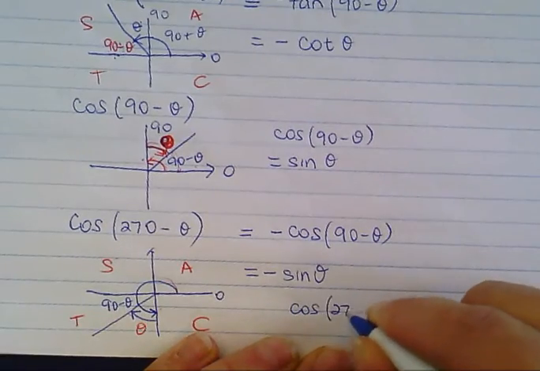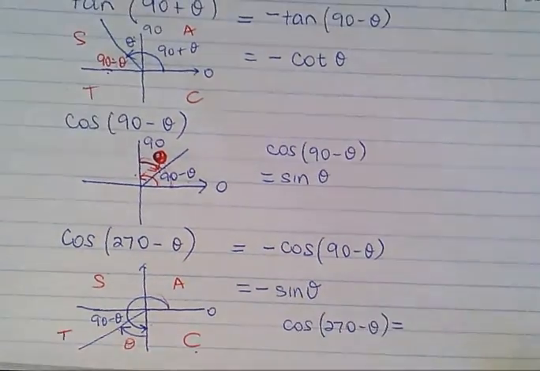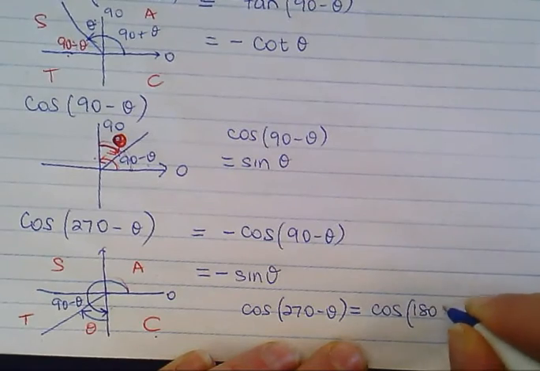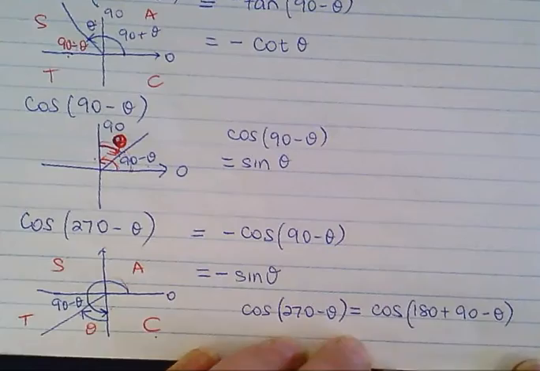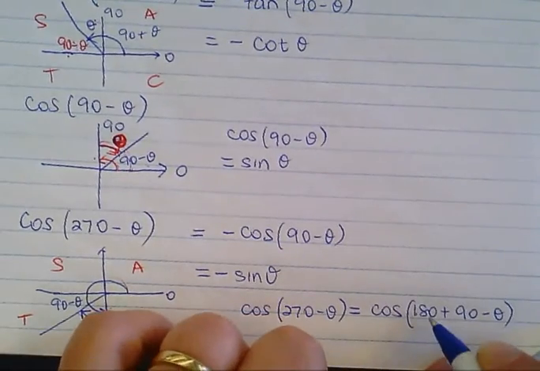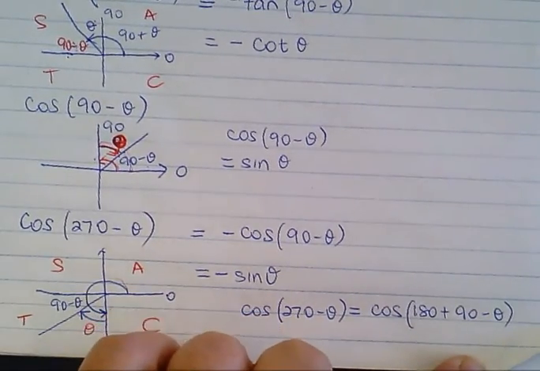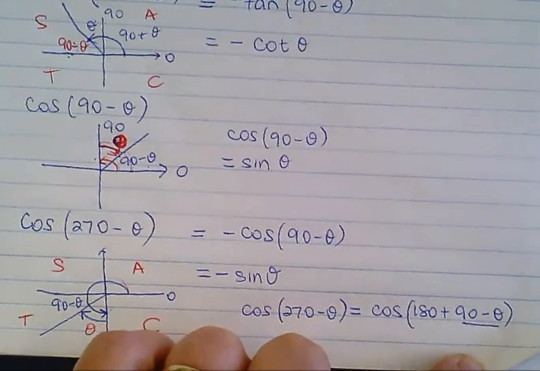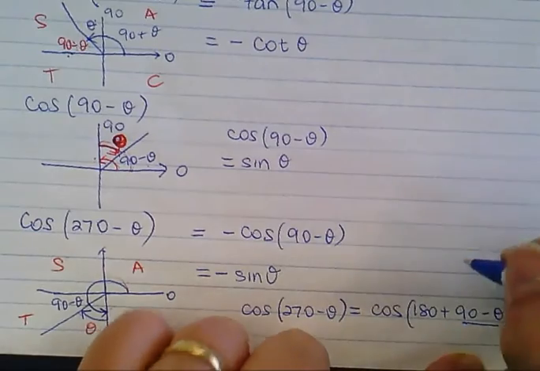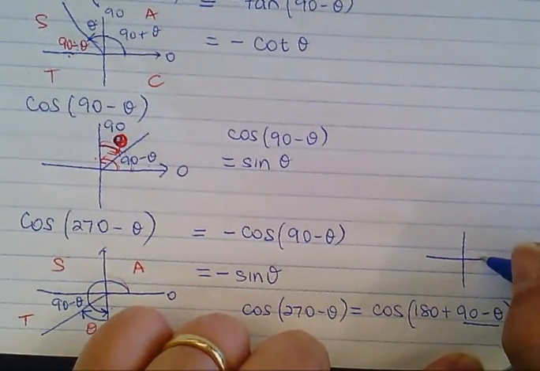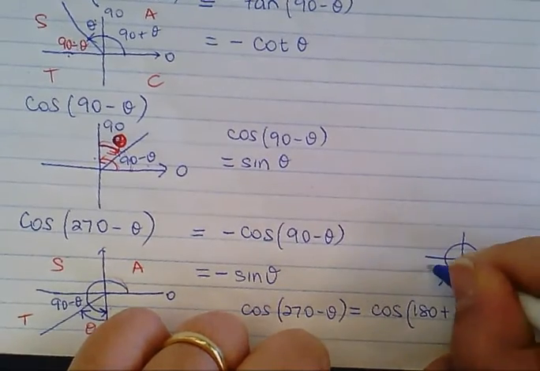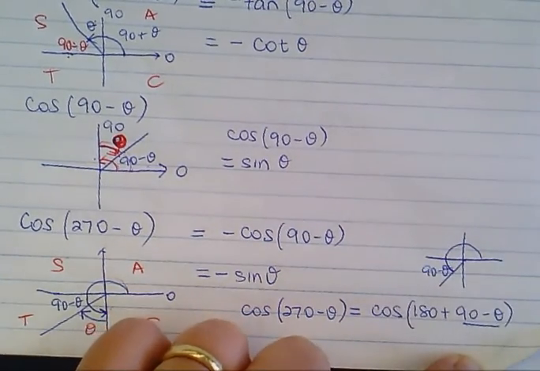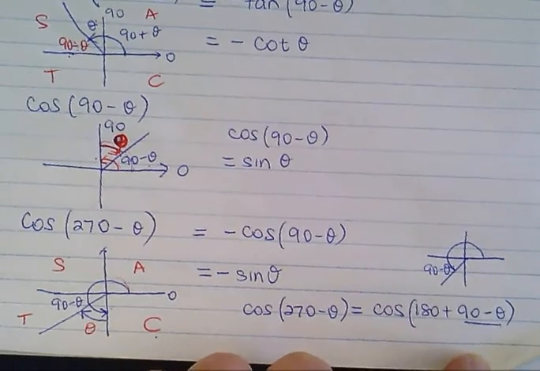Another idea, like this: 180 plus 90 minus theta, because 270 is 180 plus 90. So it's the cos of, instead of being 180 plus theta, and you know that this is now your new theta, this is your bit that goes beyond the 180. So this is cos of 180 plus 90 minus theta. So this bit's the 90 minus theta. Very good. Great idea.